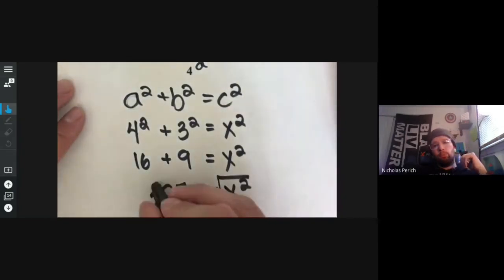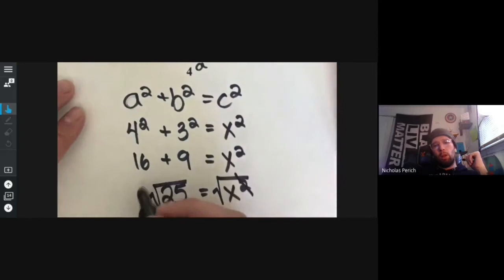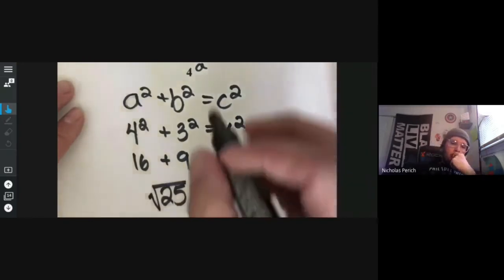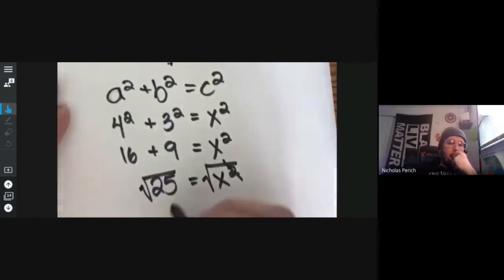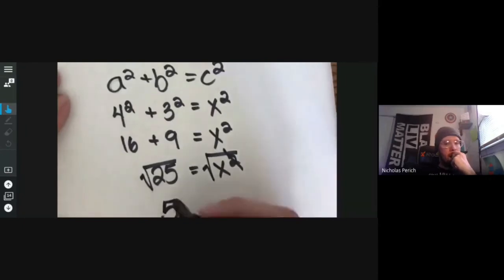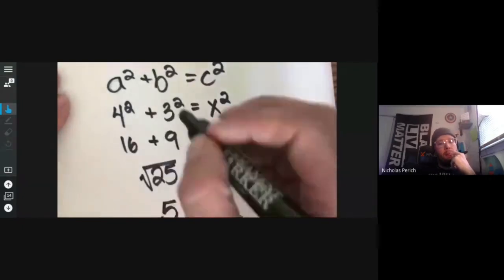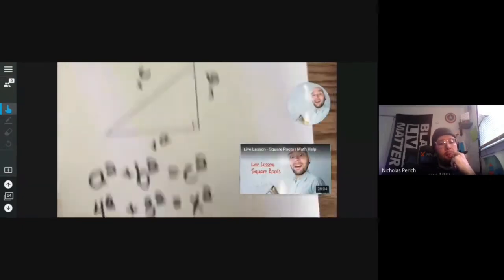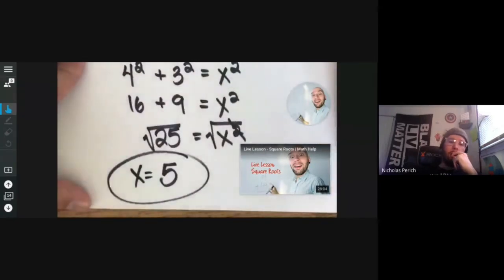Square rooted, of course. Now, normally we would say positive or negative square root of 25. But since we're talking about a missing side, you can't have a negative length. So the square root of 25 is 5. X is 5 units long, whatever unit it's supposed to be.